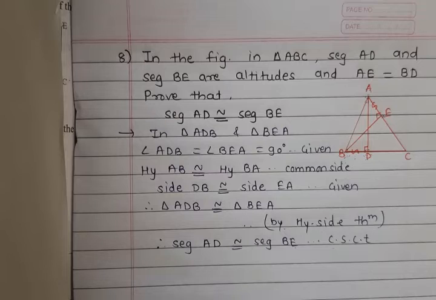Okay, understood everyone? Now in this way you will solve the remaining sums from practice set 3.4. Now I will explain the last part of the chapter, that is similar triangles.